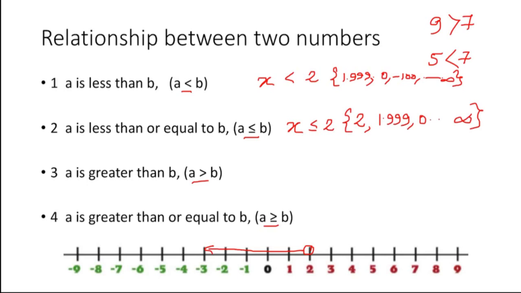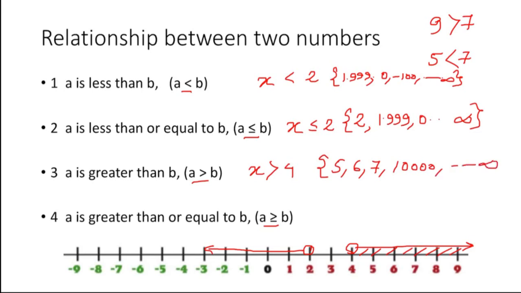Now let's take another inequality, the greater than inequality, and we take a variable x and write x is greater than 4. Again it means that x can assume any value that is greater than 4, and to represent that we can put an open circle on 4 and draw an arrow on the right side of the number line. The direction of the arrow indicates that it can assume any value that is greater than 4. So x can take values such as 5, 6, 7, 10,000 and up to infinity.